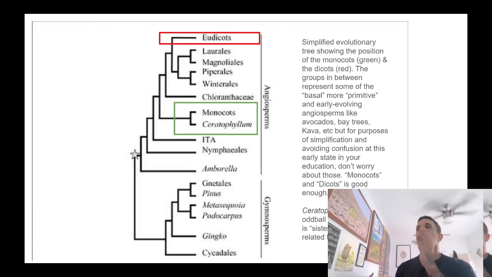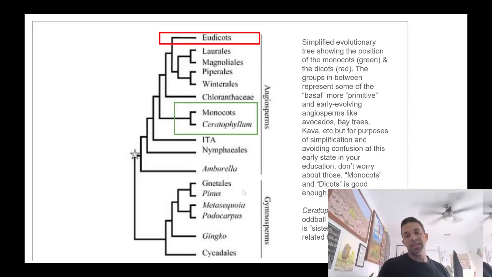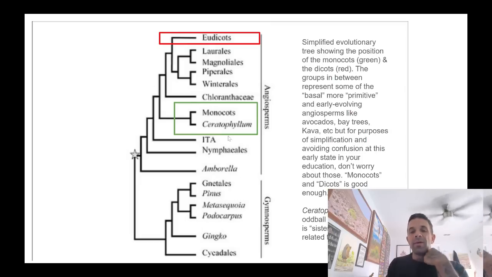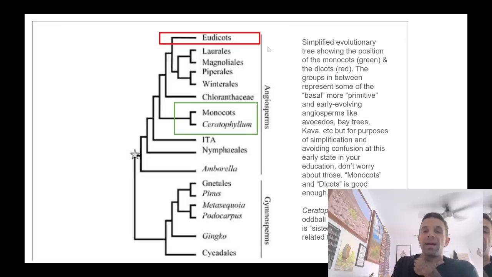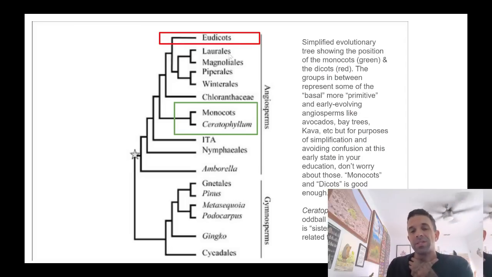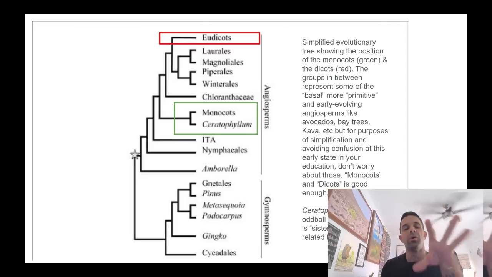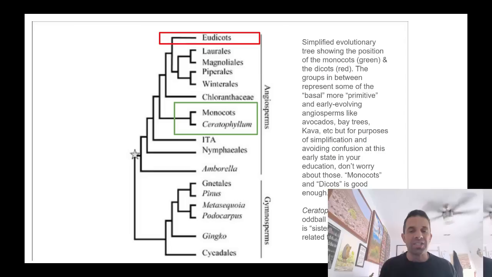And then when you get into it, because everything's more complicated than you initially think, see, these are all the angiosperms right here. The green is the monocots and the red is the dicots, and you've got these things in between, the basal angiosperms, the earlier evolving angiosperms. You don't need to remember this, but just know that it's not as simple as just monocots and dicots. These things, like some of the Piperales, that's where kava is, in Piperales.